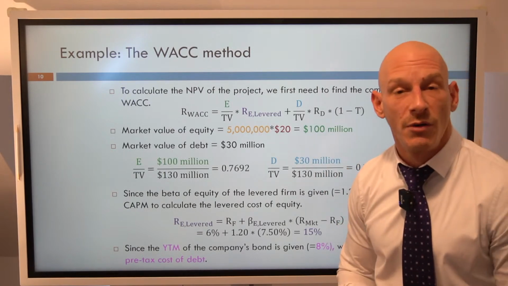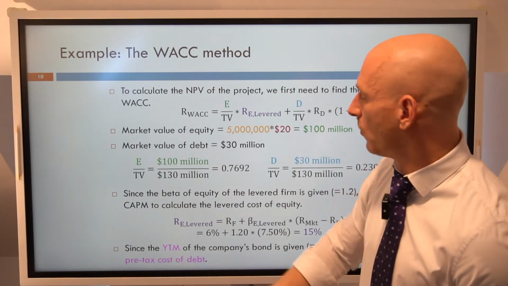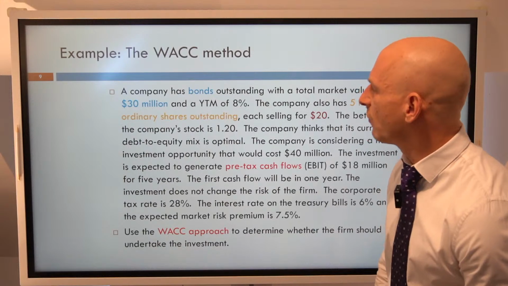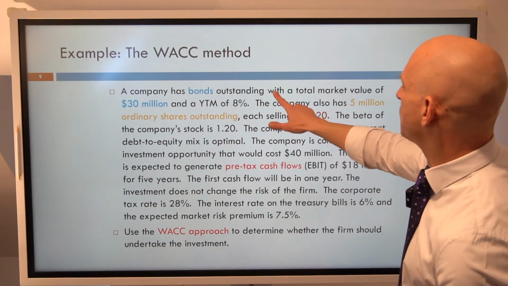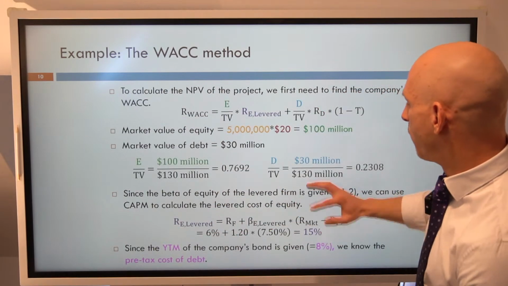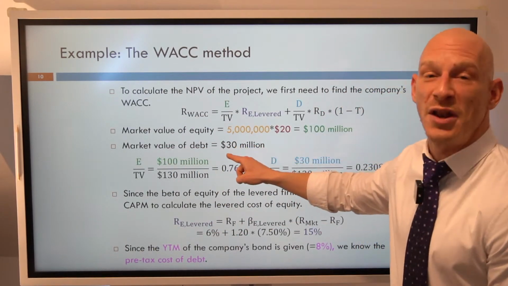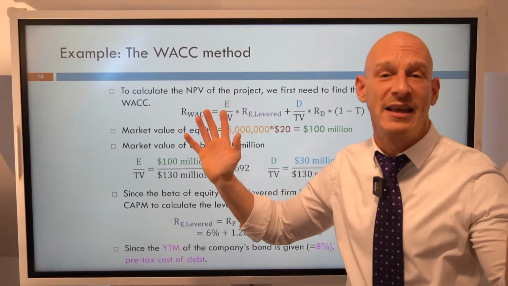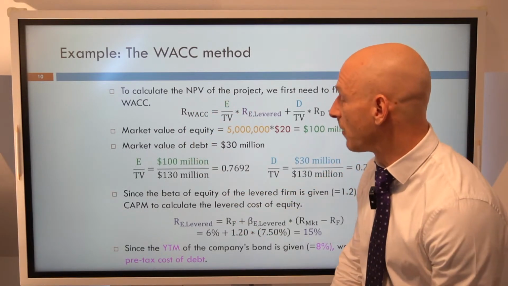Step two, figuring out the market value of debt. Is this going to be complicated? Well, the company has bonds outstanding with a total market value of 30 million. Where is it? Market value of debt, 30 million. Boom, done. It was directly given to us, no problem here.